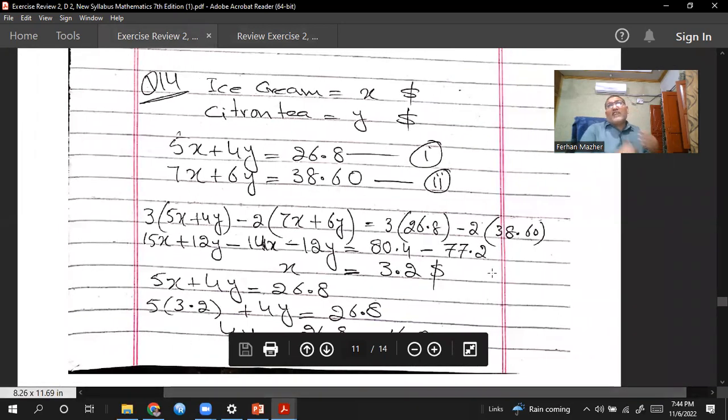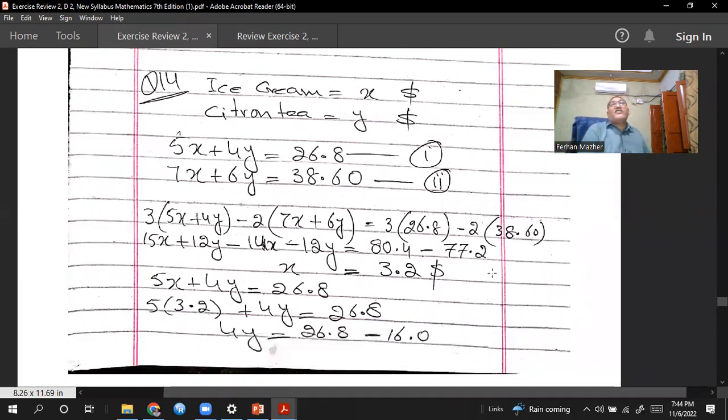Okay, so suppose the ice cream milk tea is x dollars and the citron tea is y dollars. 5x plus 4y is equal to 26.8. That's my first equation. 7x plus 6y is equal to 38.6. That is my second equation. I will try to make the coefficient of y the same. For that purpose, I will multiply the first equation by 3 and the second equation by 2, and I will subtract them from each other.